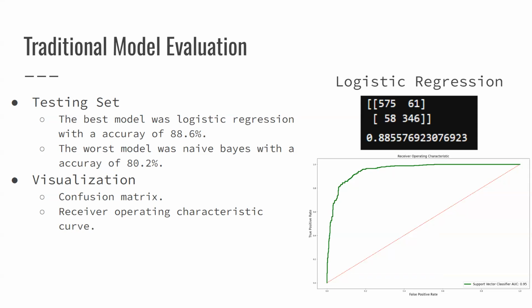And as for visualization, if you look at my code, for each traditional model, I have a confusion matrix and a receiver operating characteristic curve. See on the right, those confusion matrix and ROC curve for the logistic regression. You can see it at 88.6%. And the confusion matrix, which I explained before. Now, as for the ROC curve, it's plotted as the true positive rate versus the false positive rate. Positive rate being pneumonia.